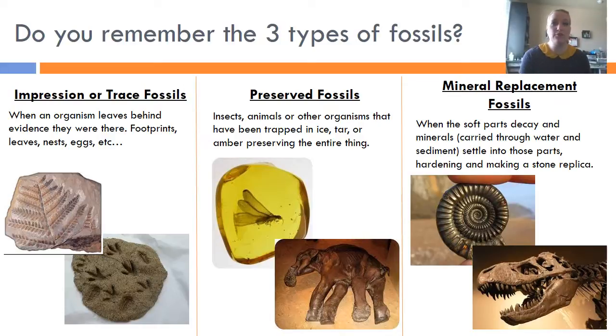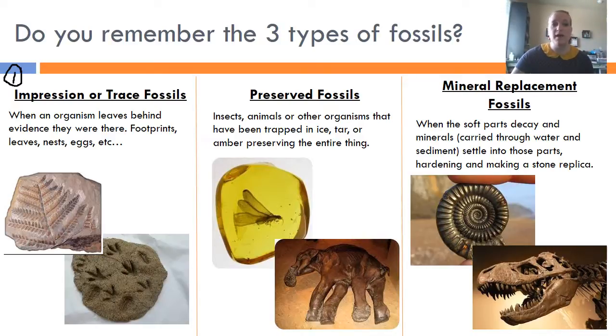Now, there are 3 types of fossils. So let's go over and review those 3 types of fossils. You should write these down in a notebook if you didn't do it last Thursday in live class. So the first type that we're going to talk about is an impression or trace fossil.